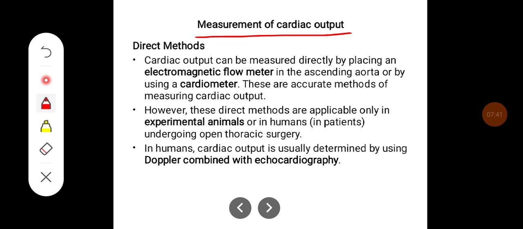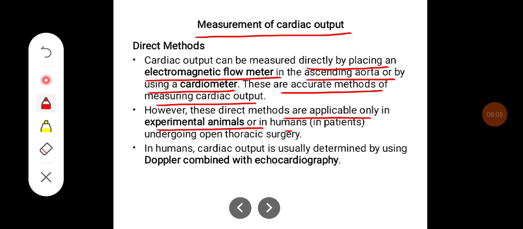Coming to measurement of cardiac output. Cardiac output can be measured by direct or indirect methods. Direct methods: cardiac output can be measured directly by placing an electromagnetic flow meter in the ascending aorta or by using cardiometer. These are accurate methods of measuring cardiac output. However, these direct methods are applicable only in experimental animals or in humans undergoing open thoracic surgery. In humans, cardiac output is usually determined by using Doppler combined with echocardiography.